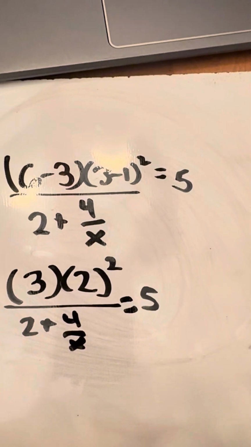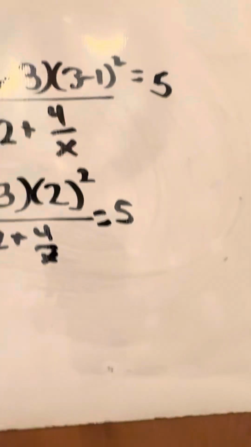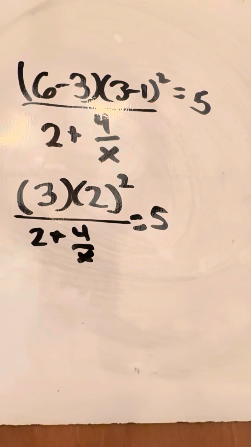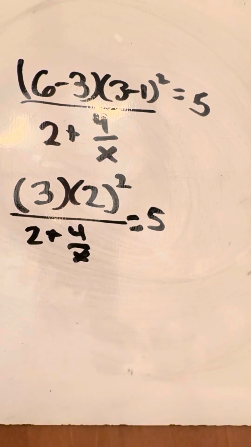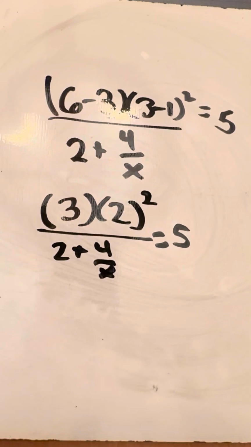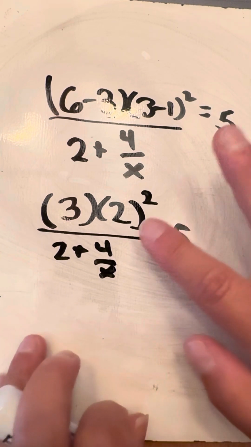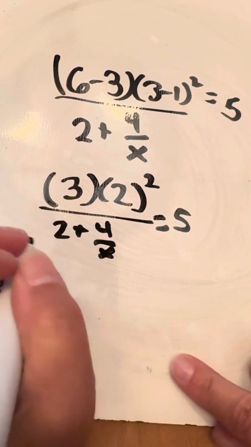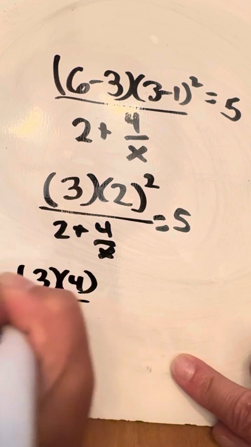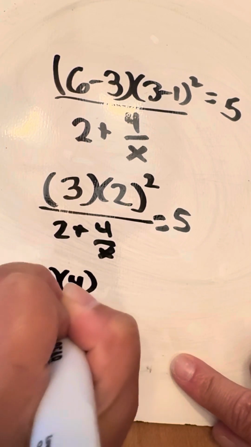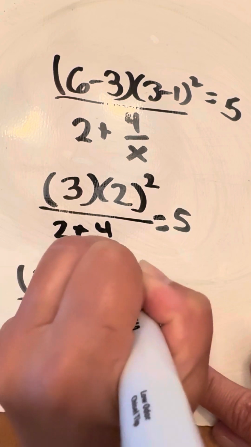The next thing we will do is evaluate that exponent, because this is now multiplication. There's nothing being done in parentheses there, so even though they're parentheses, you're not doing that next. So we're going to do the 2 squared, which is 2 times 2, or 4. So we're going to have 3 times 4 all over the 2 plus 4 over x equals 5.